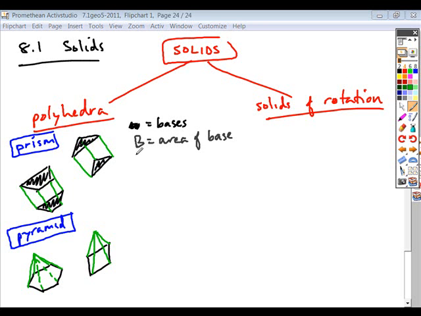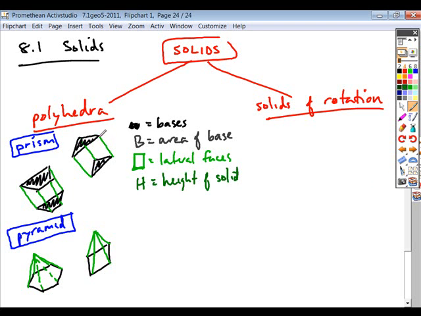In a prism, your lateral faces are going to be parallelograms, usually rectangles, but they just have to be parallel to each other, or parallelograms. And those are called lateral faces. And then the letter capital H refers to the height of the solid itself. So the height of a prism is going to be the perpendicular distance connecting the two bases. And so those are the pieces that you need to be familiar with in that.